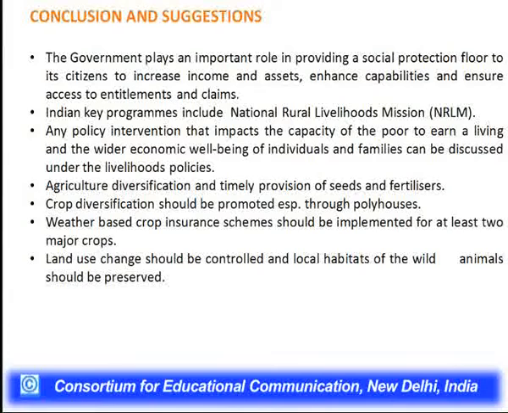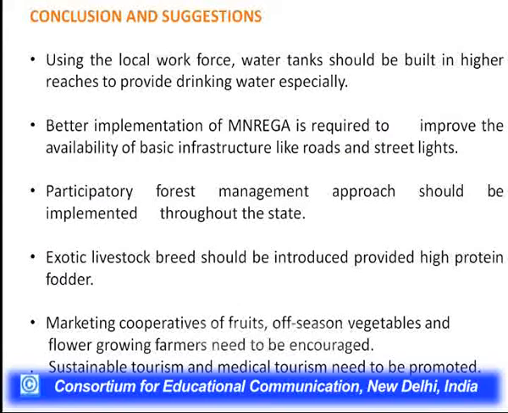Weather-based crop insurance schemes should be promoted, land change should be controlled, and the habitat of wild animals should be preserved. Using the local workforce, water tanks should be built in higher reaches to provide drinking water. Better implementation of MNREGA is required to improve basic infrastructure like roads and street lights. A participatory forest management approach should be adopted, and I gave the example of the Mid-Himalayan project.